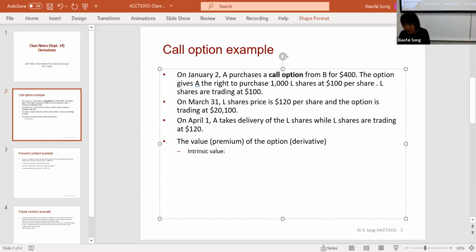So that is basically, if you're going to exercise now, is there benefit? And that depends on the exercise price. That's the price that the call option allowed you to buy shares at, versus what do we call the spot price, the price at the moment. Okay, so in this case, if company A exercises this option right now, it can purchase 1,000 shares at $100.